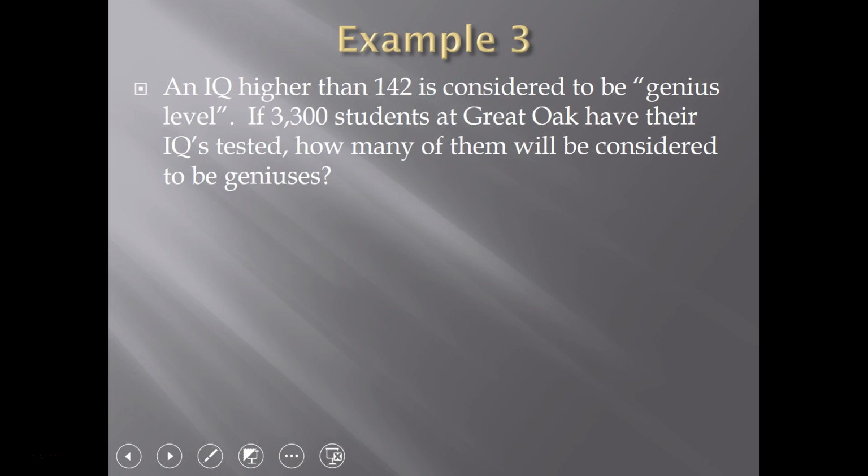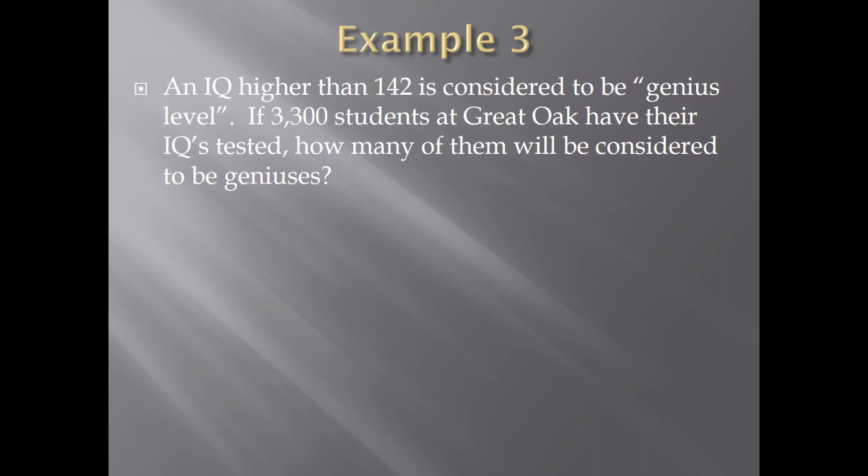All right, let's look at this example. Here's one that maybe hits home for you guys. It says an IQ higher than 142 is considered to be genius level. There's probably a lot of kids walking around Great Oak, or used to walk around Great Oak, now they're at home, distance learning, but a lot of kids at Great Oak probably think of themselves as geniuses, right? But how many actually are? Let's do the math. Let's figure out how many students at Great Oak really would be considered genius level.